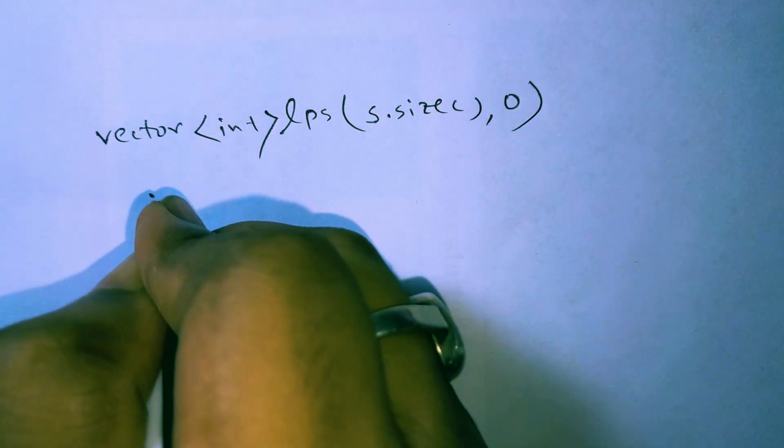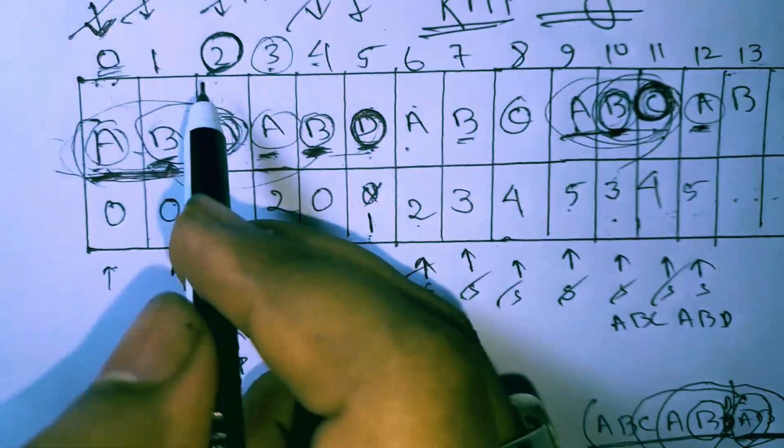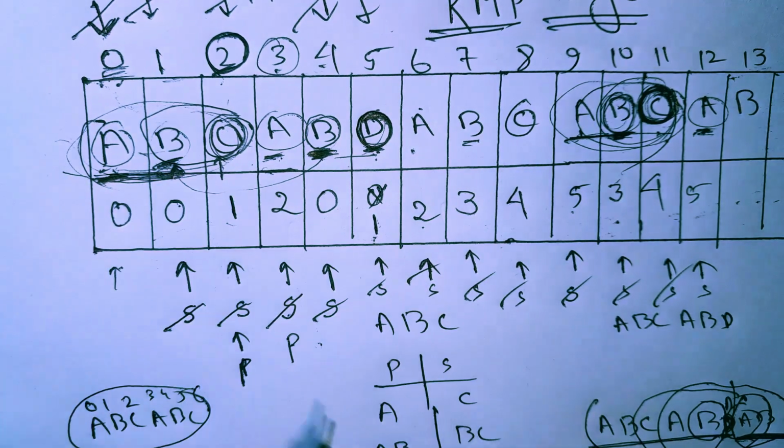Then I will initialize my prefix as 0. As you already know, my prefix will be here at first and my suffix will be here.